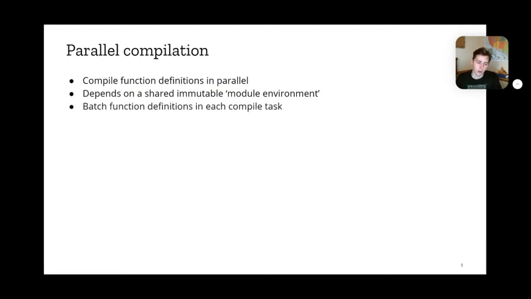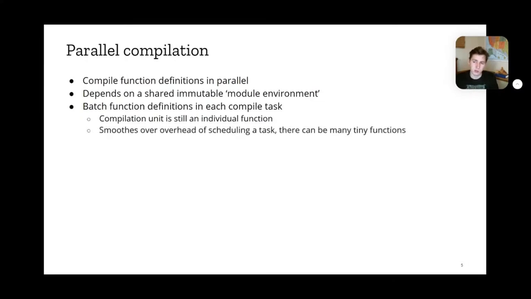Now, one performance tweak that we found to be quite useful is that we batch function definitions into the actual fine-grained task that we schedule on threads. I should also clarify, the compilation unit is still the function. It's just a scheduling concern. The reason for this is it smooths over the overhead of scheduling a task, because there can be many tiny functions in a module. Modules have a way of having many small functions and a couple really big ones too. So we were able to see some pretty good speed ups by implementing this.